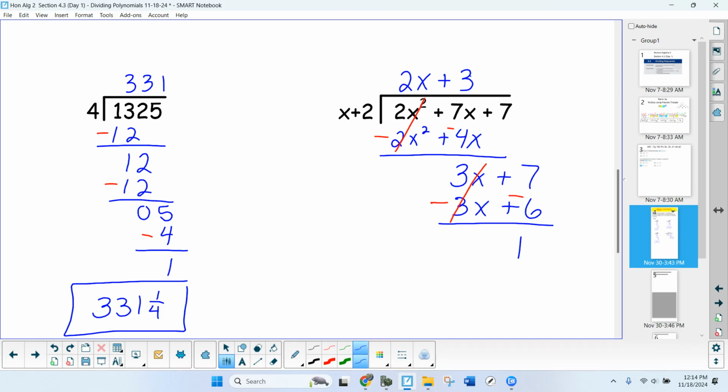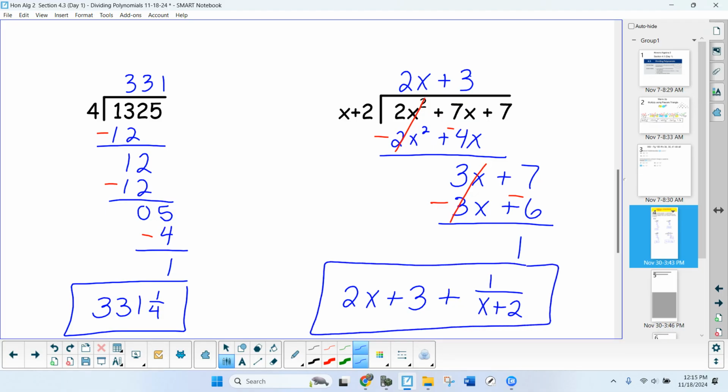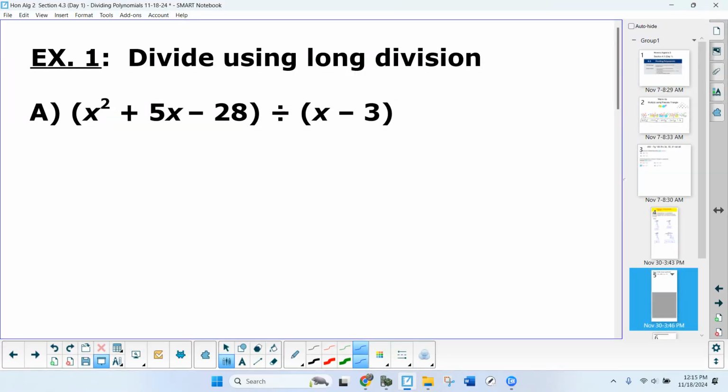Okay, what was the answer? 2x plus 3 plus what? 1 over x plus 2. And there is your long division. Kind of cool. Yeah, it is. Okay. Let's try another one.